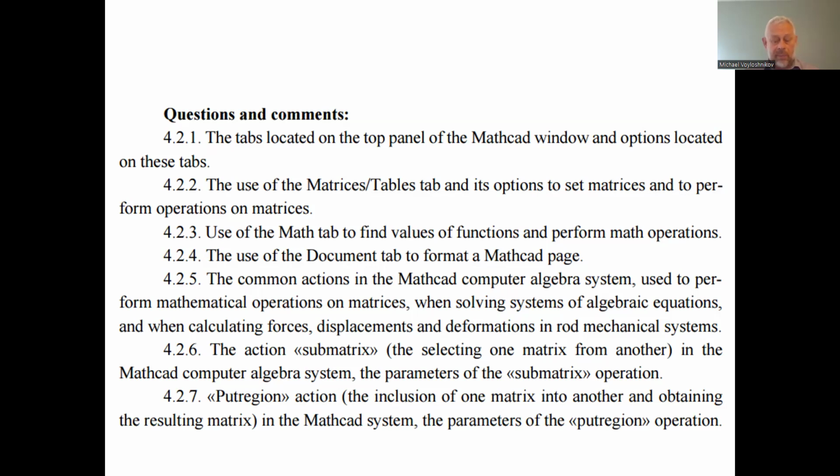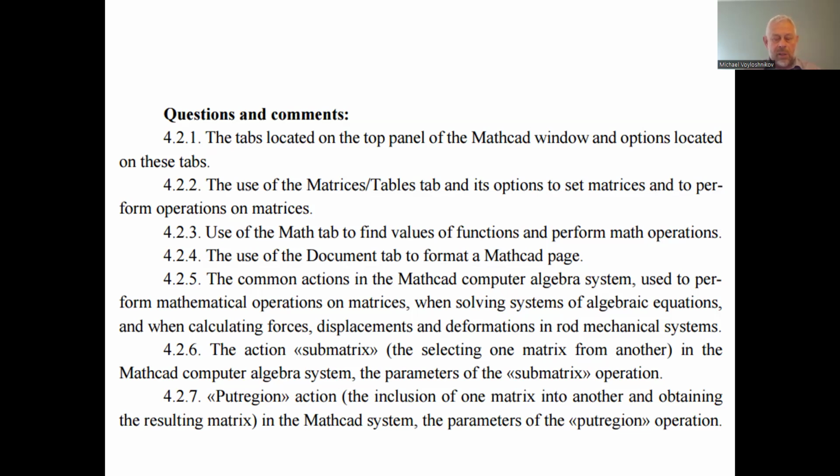The use of the document tab to format a Mathcad page. Yes, we can use the document tab to format a Mathcad page, with the style of written text, etc.